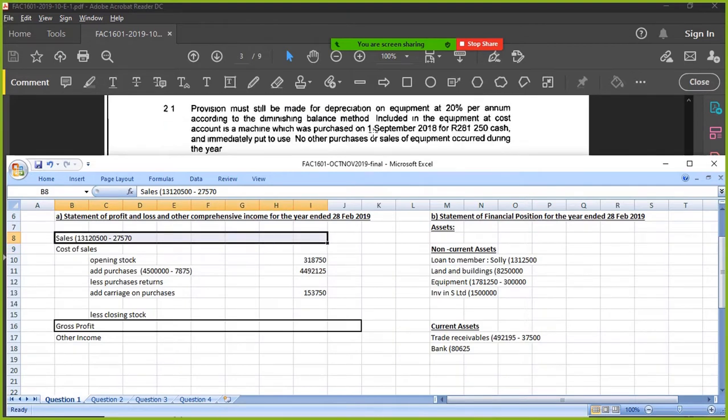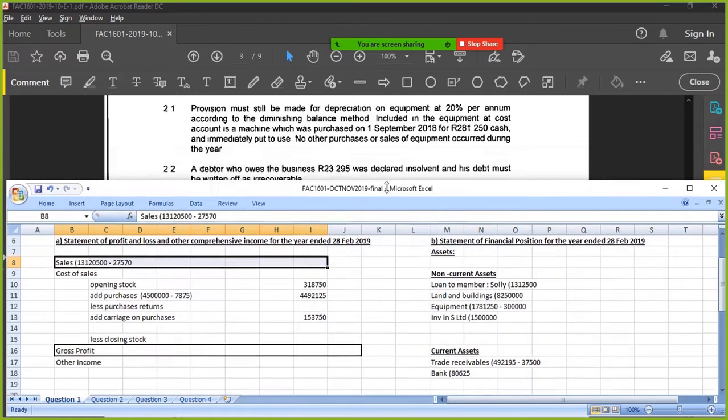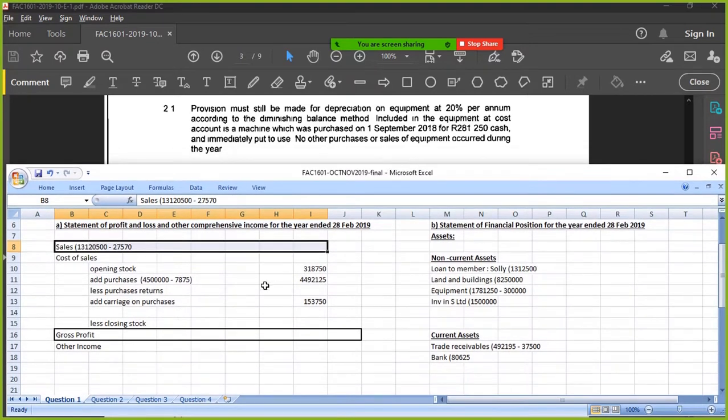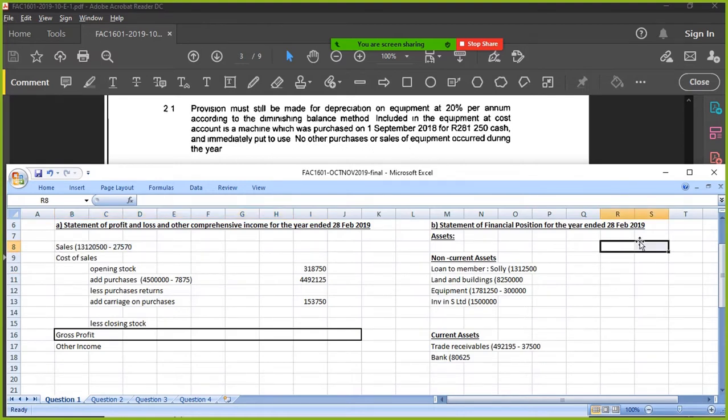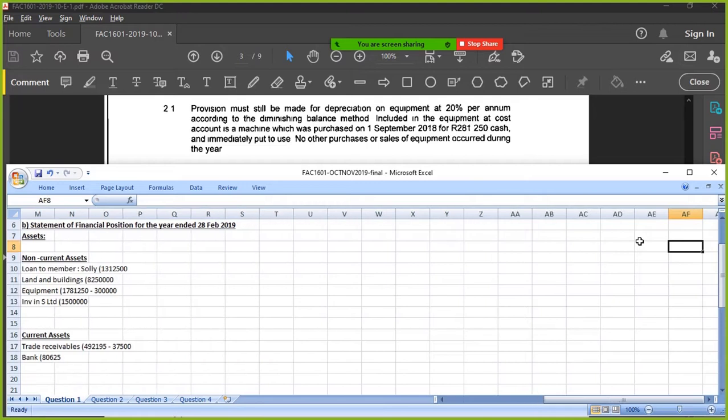Yes, okay, then we have to look at additional information points. So, okay, point number 2.1. Provision must still be made for depreciation on equipment, 20% per annum on the diminishing balance method, including the equipment at cost. Account is a machine which was purchased on the 1st of September for that amount and immediately put into use. No other purchase or sales of equipment to occur during the year. Alright, so you do need to look at the timeline.